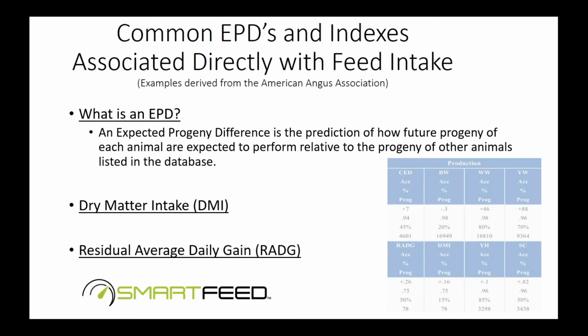Another EPD directly influenced by feed intake is residual average daily gain, or RADG, and is expressed as a difference in pounds gained per day of future progeny, again, during the post-weaning phase, given a constant amount of feed consumed. This EPD in particular provides us with an easy-to-use performance-based metric to allow for the comparisons to be made in relation to both intake and gain versus dry matter intake, which is strictly an intake-derived number.